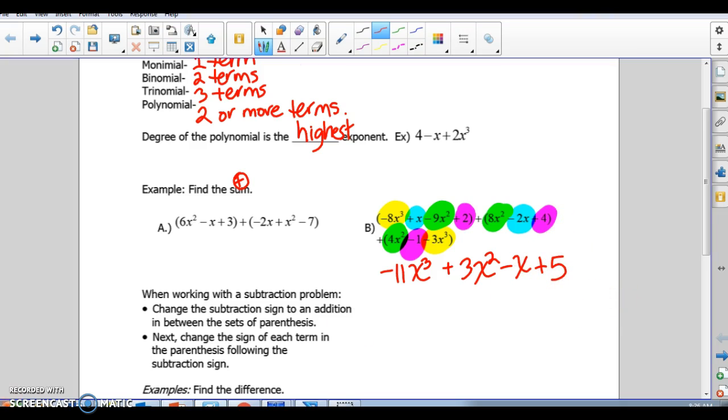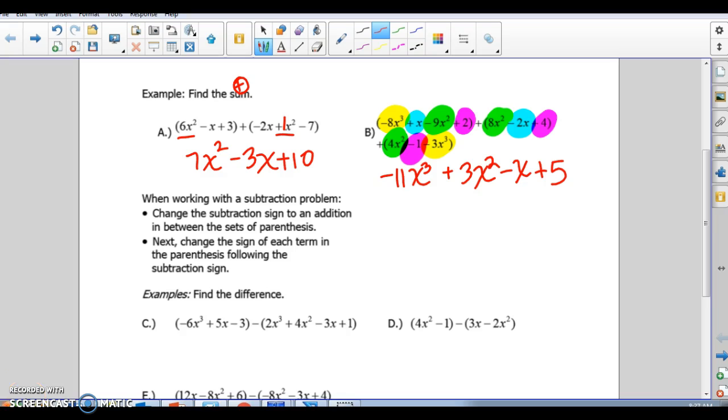Now I want everyone to pause the video and try example A. Now pause the video. Okay. So your answer should be 7x squared minus 3x plus 10. I hope everyone got it right. Especially when you have x to the second power without a number, you always need to put an invisible 1 right there. Alright? So do we all know how to find the sum? When you find the sum, we always combine like terms.